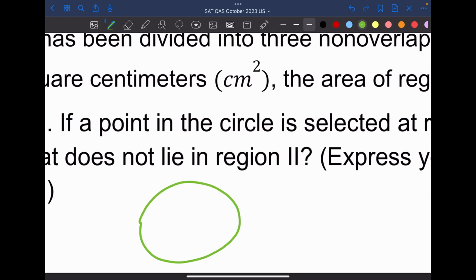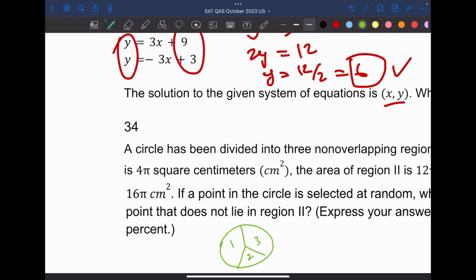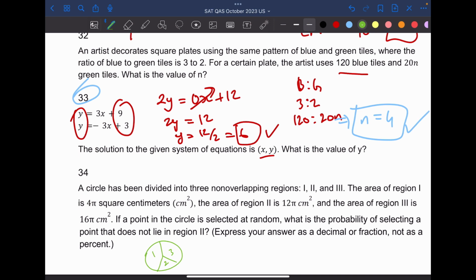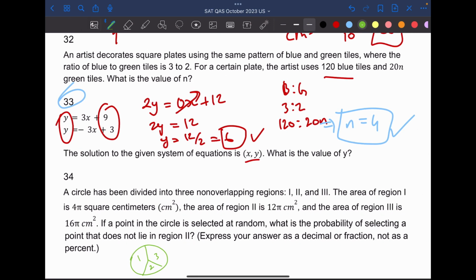So imagine this is a circle. I divide it into 3 regions, 1, 2, and 3. And we do not know the size of these regions because we were not told. Okay, then it says the area of region 1 is 4 pi square centimeters. So 1 is 4 pi centimeters squared.